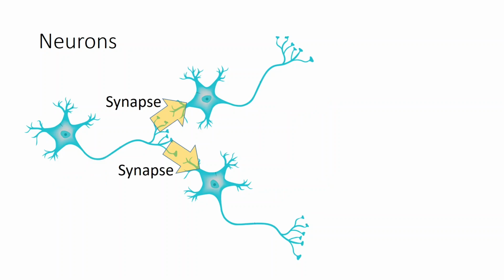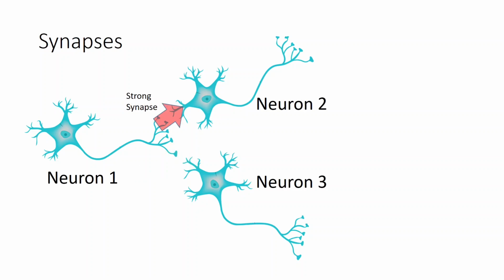These connections are known as synapses. Synapses can be strong or weak. A strong synapse allows most of the output from the first neuron to go to the connecting neuron. A weak synapse, on the other hand, prevents most of the output from going to the connecting neuron. When we learn, what actually happens is that the synaptic weights between the neurons in our brain change.